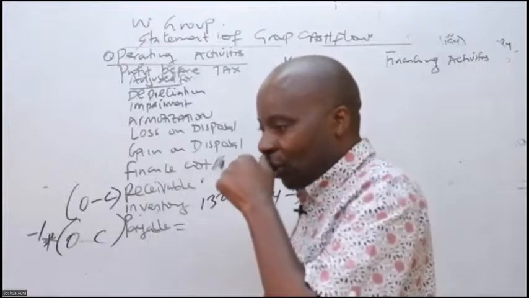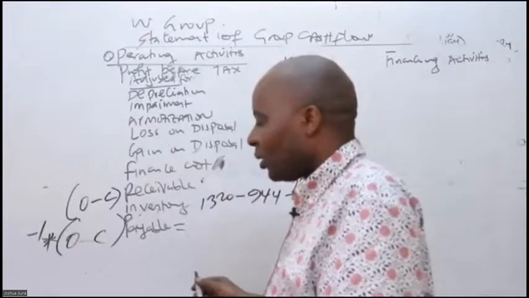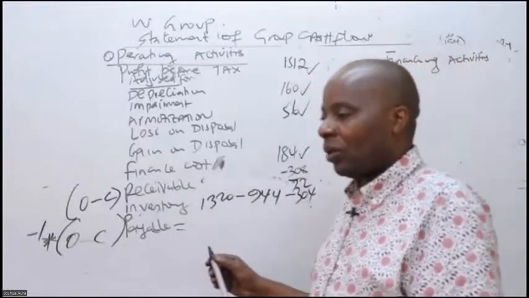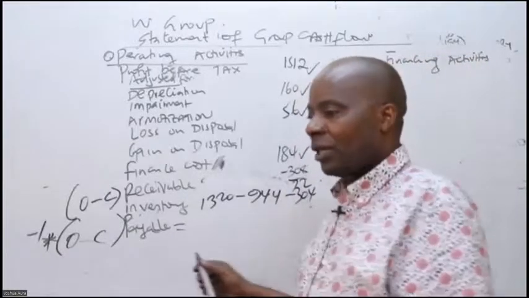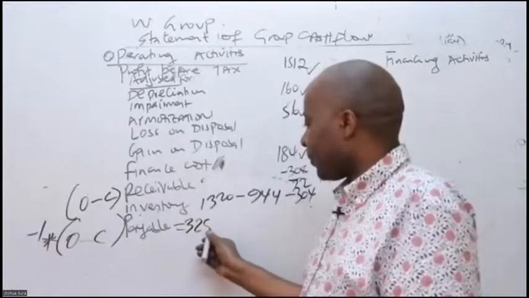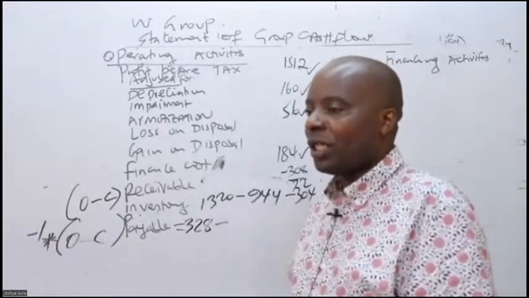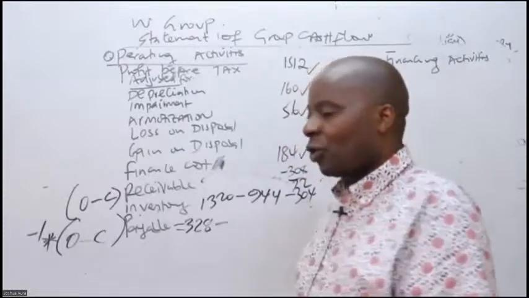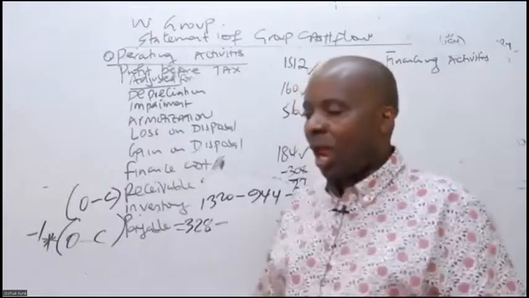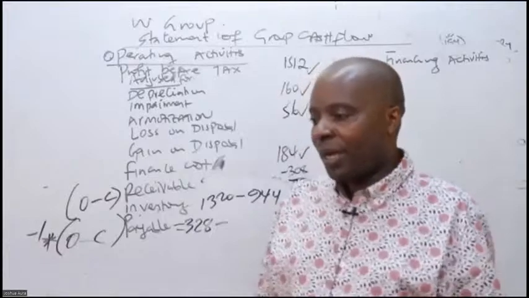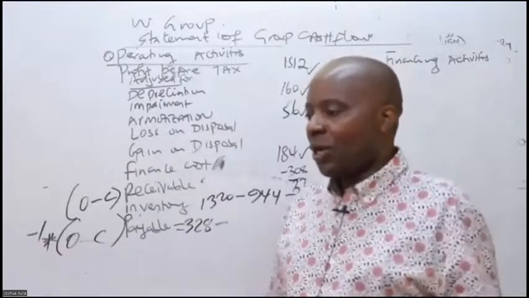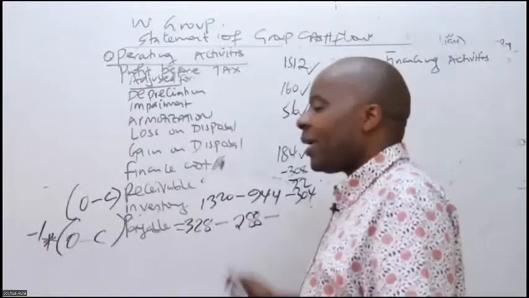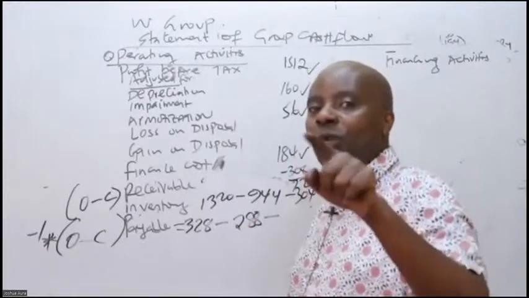Are you sure? Opening 2021, opening alone. Opening payable for 2021, opening alone, is 328. Minus, in this case, closing for 2022. Closing payable 2022 is 288. And then the payables of the subsidiary that was disposed, don't capture it as a negative.